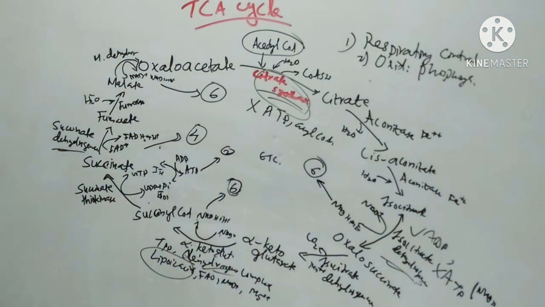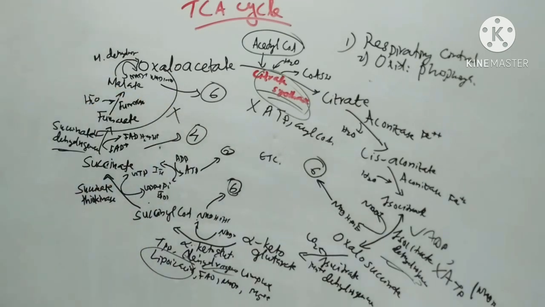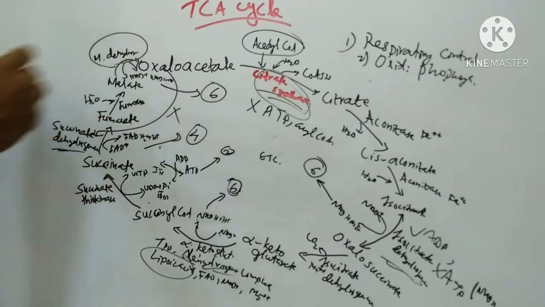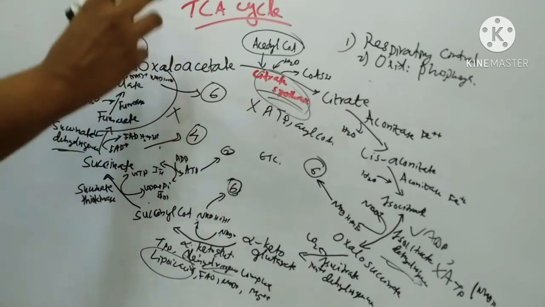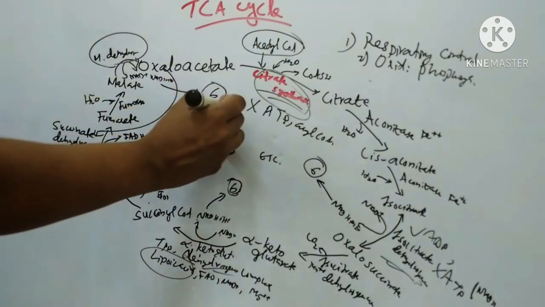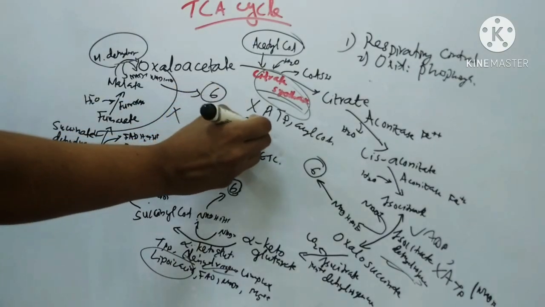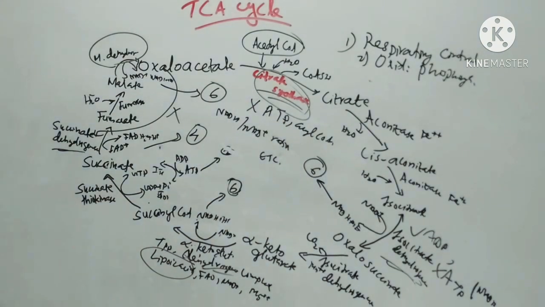In addition, the succinate dehydrogenase enzyme is inhibited by oxaloacetate. The availability of oxaloacetate is controlled by malate dehydrogenase, which depends on the NADH-NAD plus ratio. So that is about the TCA cycle. This is today's topic. Thank you for watching.